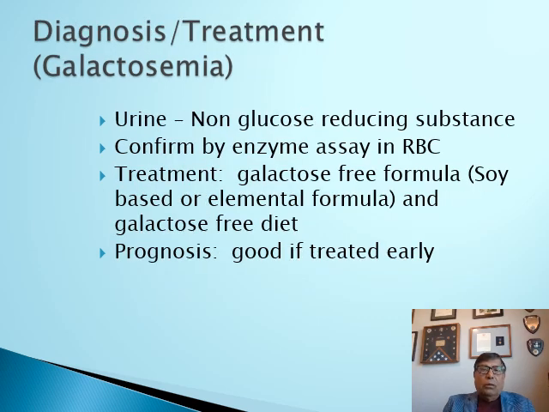And therefore, one should start treating them with soy formula or elemental formula. And the urine, one of the very quick ways of making the diagnosis, will have non-glucose reducing substance. But this condition should be diagnosed or confirmed by the enzyme assay in red blood cells. And the prognosis is actually very good if they are treated early.